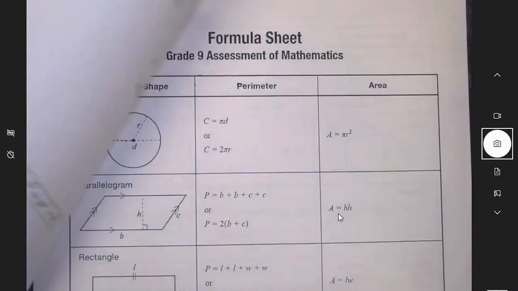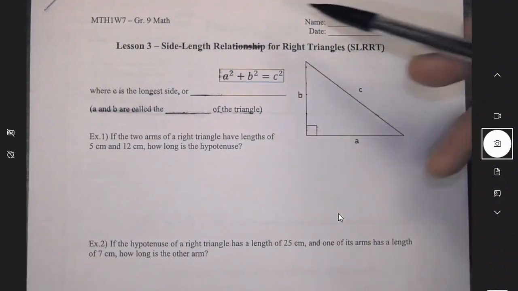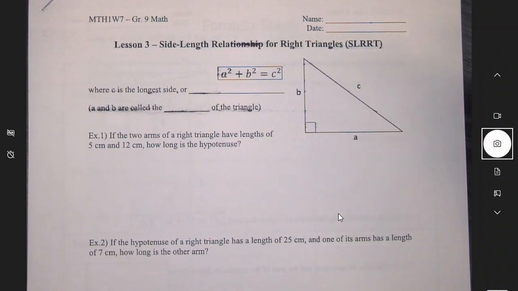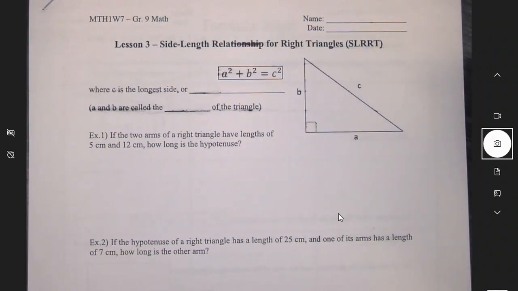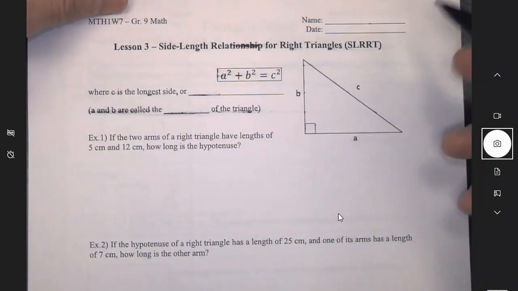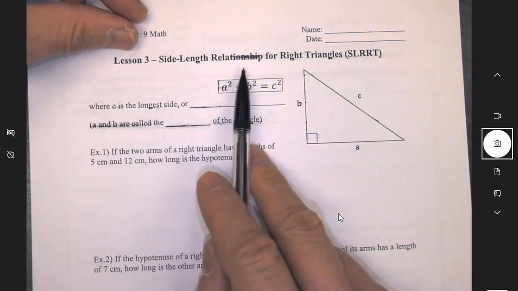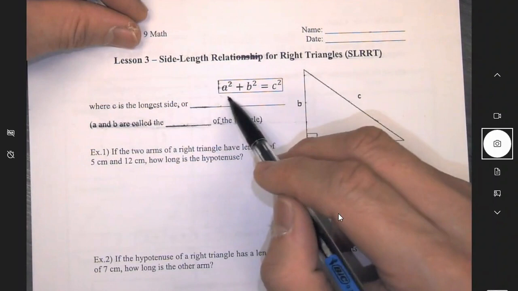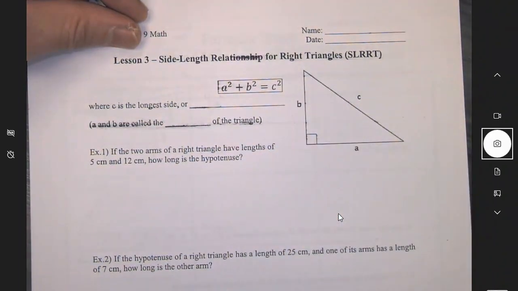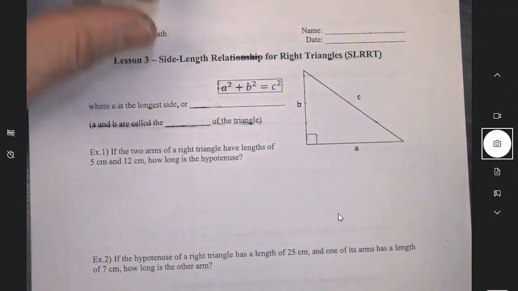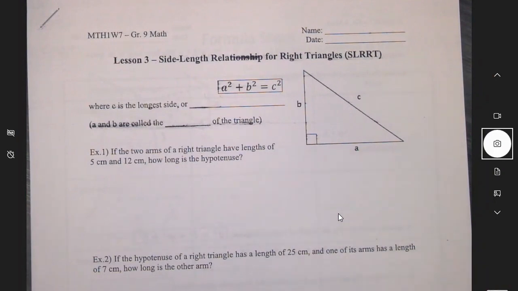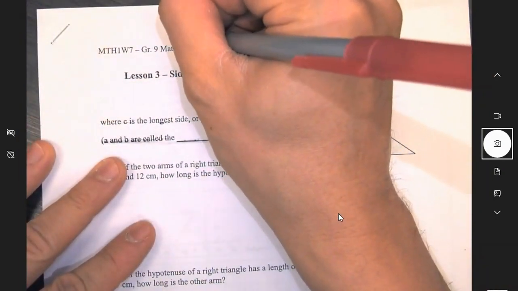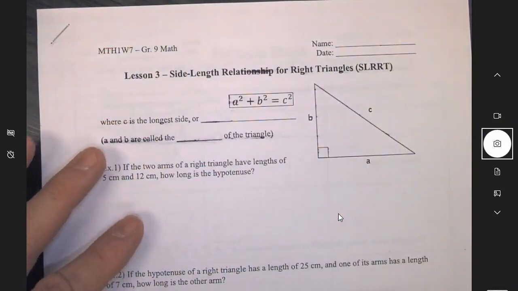Now, a couple of things. This package overall, that's what we're going to use in terms of our geometry section. Now, this lesson, they call it the right side relationship of right angles. Some of you might recognize this equation. This idea is also known as the Pythagorean theorem.